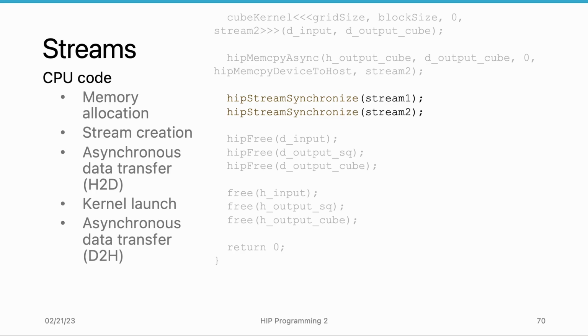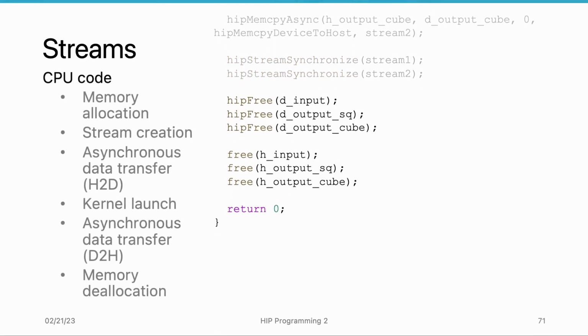By calling heap stream synchronize on both stream 1 and stream 2, we ensure that both the square and cube kernels have completed execution and that their respective results are available for further use in the CPU code. Then we are deallocating the memory that we have allocated for both CPU and GPU. Finally, we are returning 0 to indicate the function has executed successfully without any errors.